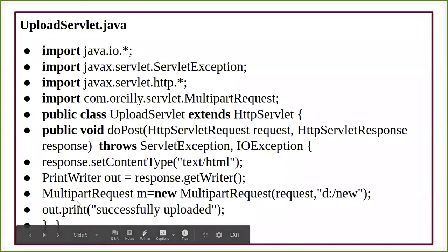Now we are going to make use of one important class which is going to allow me to have that uploading. That is MultipartRequest. Once I'm making use of this MultipartRequest, I'll create an object with the new operator and a constructor for that. I'm just going to make use of a few parameters over here.